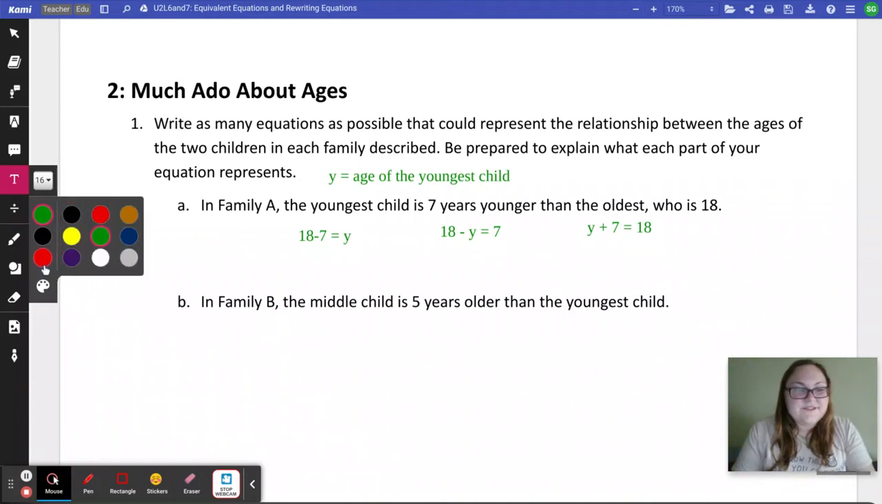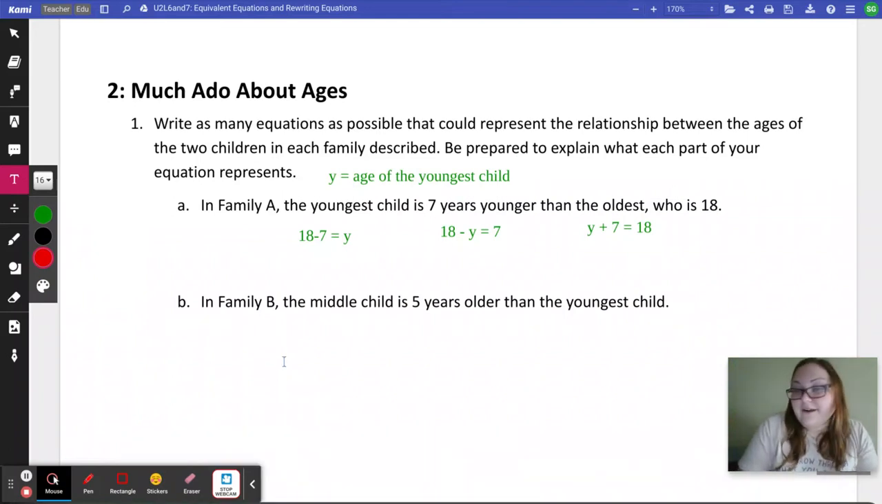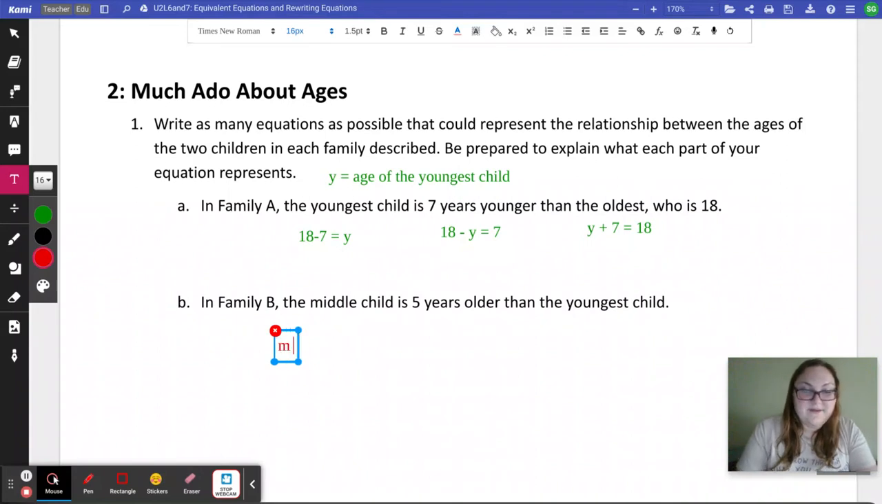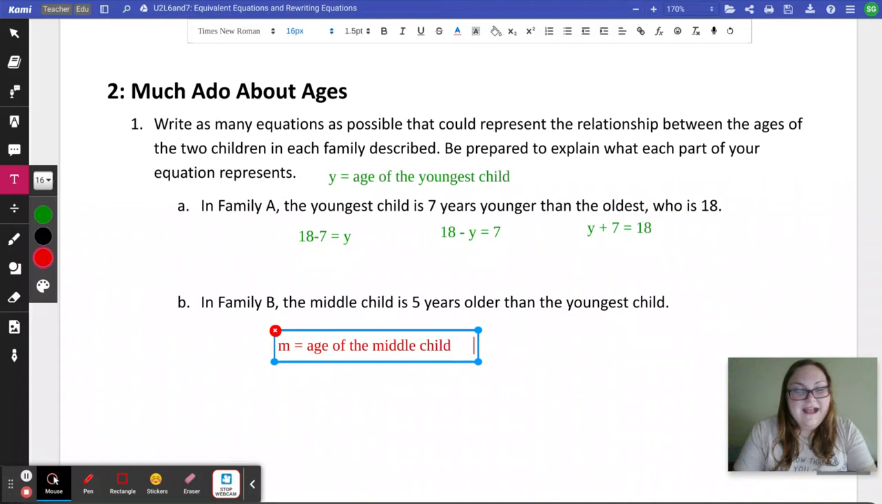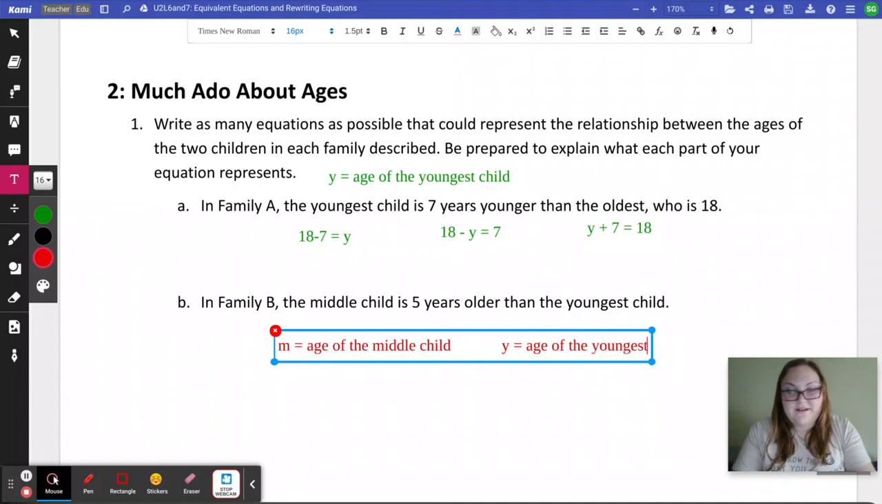All right. So similar to how we started that first one, I think a good starting place is to figure out what are our variable or variables. What are the things we don't know in the situation? In family B, the situation's a little different than family A because here I don't know the age of either of these people. I don't know the age of my middle child, so maybe I'll say M represents the age of the middle child. I also don't know the age of the youngest child, so I could say Y represents the age of the youngest child.